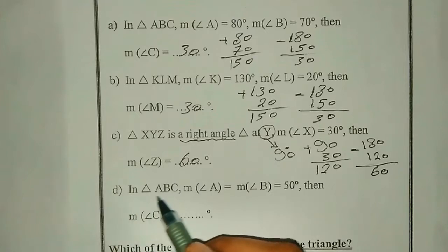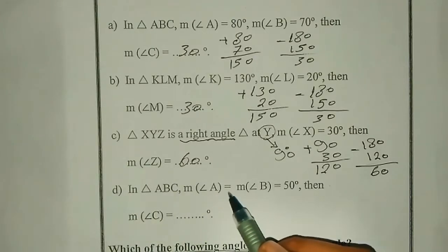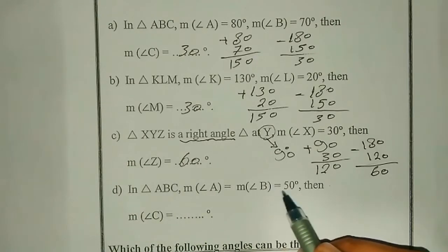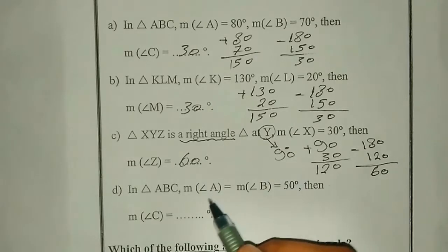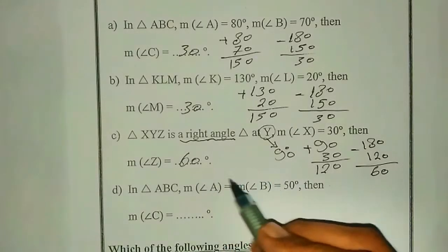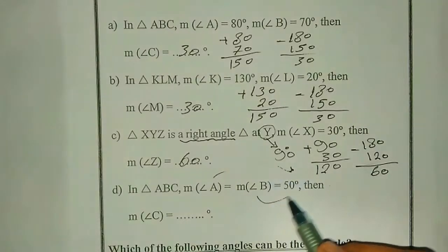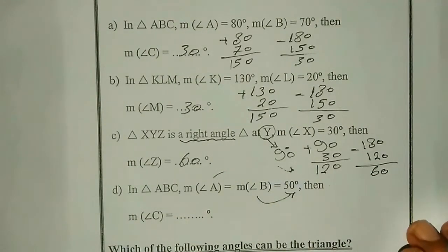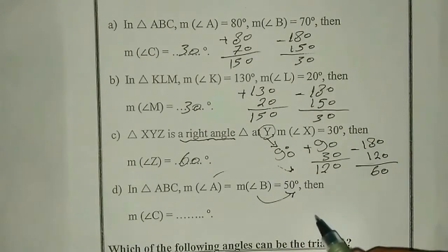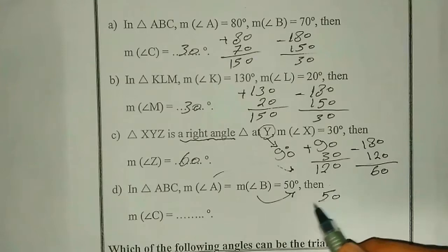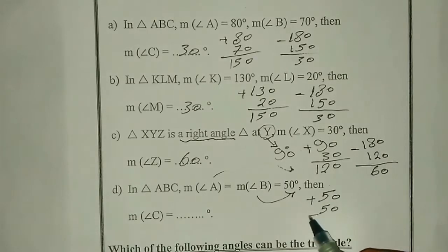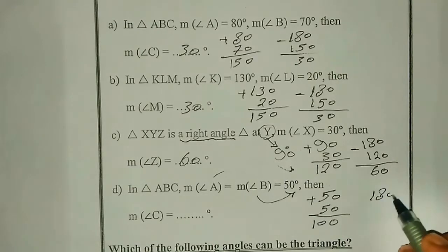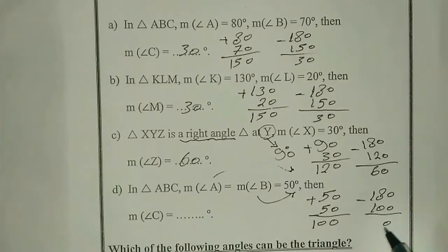Number D, in a triangle ABC, the measure of angle A equals the measure of angle B equals 50. This means the measure of angle A equals 50 and the measure of angle B also equals 50. Then find the measure of angle C. First, we'll add 50 plus 50 equals 100. Second, we'll subtract 100 from 180 equals 80.